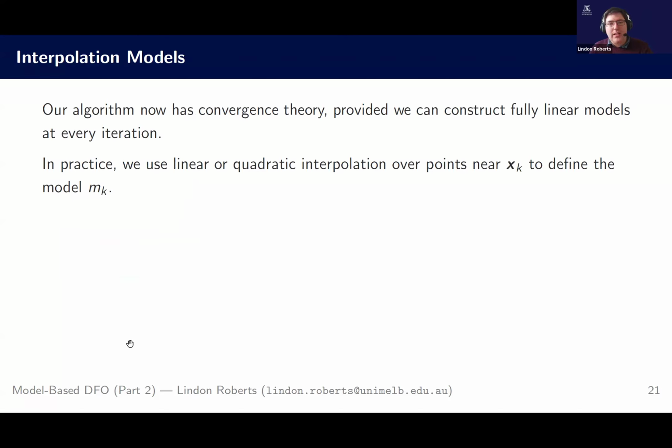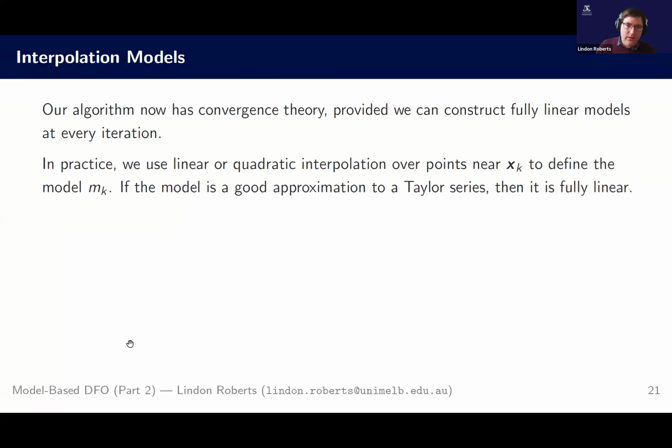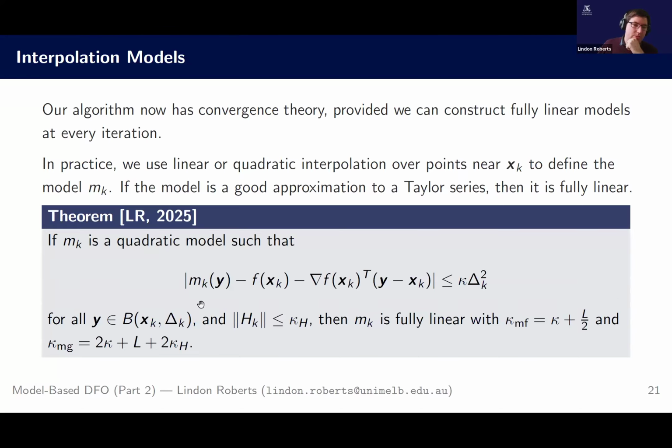The way we're going to do that is by doing interpolation. So we're going to sample points near xk, and we're going to do either linear interpolation or quadratic interpolation to define our model. If a model is close to a Taylor series, then it's going to be fully linear. This is going to be kind of the key ingredient for our analysis. We're going to construct an interpolation model that is going to be a good approximation to the Taylor series. The Taylor series is already fully linear, so the full thing should be fully linear. And in fact, we do get exactly this result.